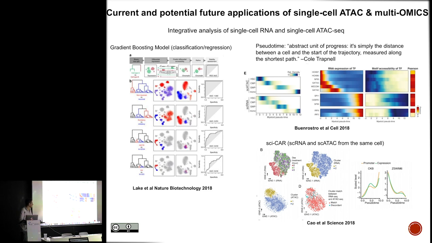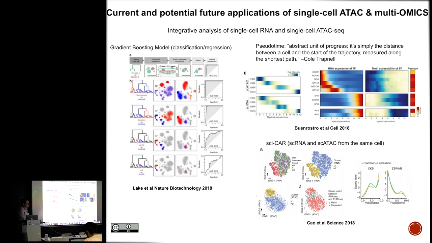How much more sparse is this data compared to the single-cell ATAC? I haven't looked at that specifically, just because the paper just came out. And I read the paper and they say it's tenfold worse. So I wonder how many regulatory elements are you able to see. Yeah. That's a great question.